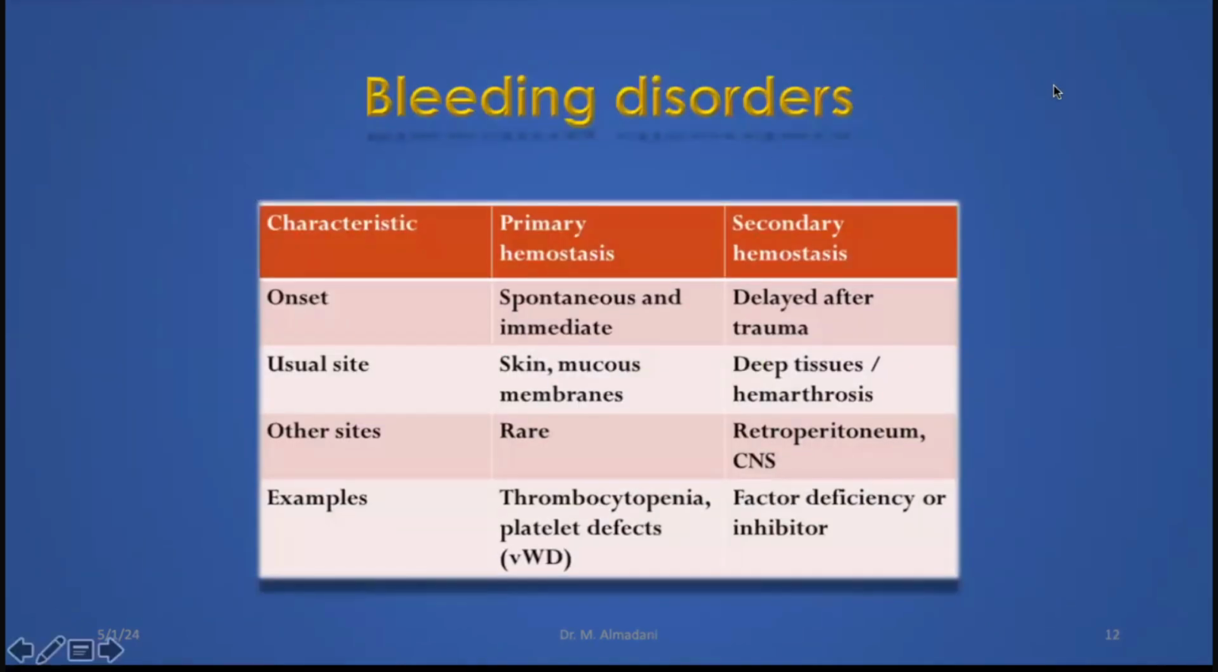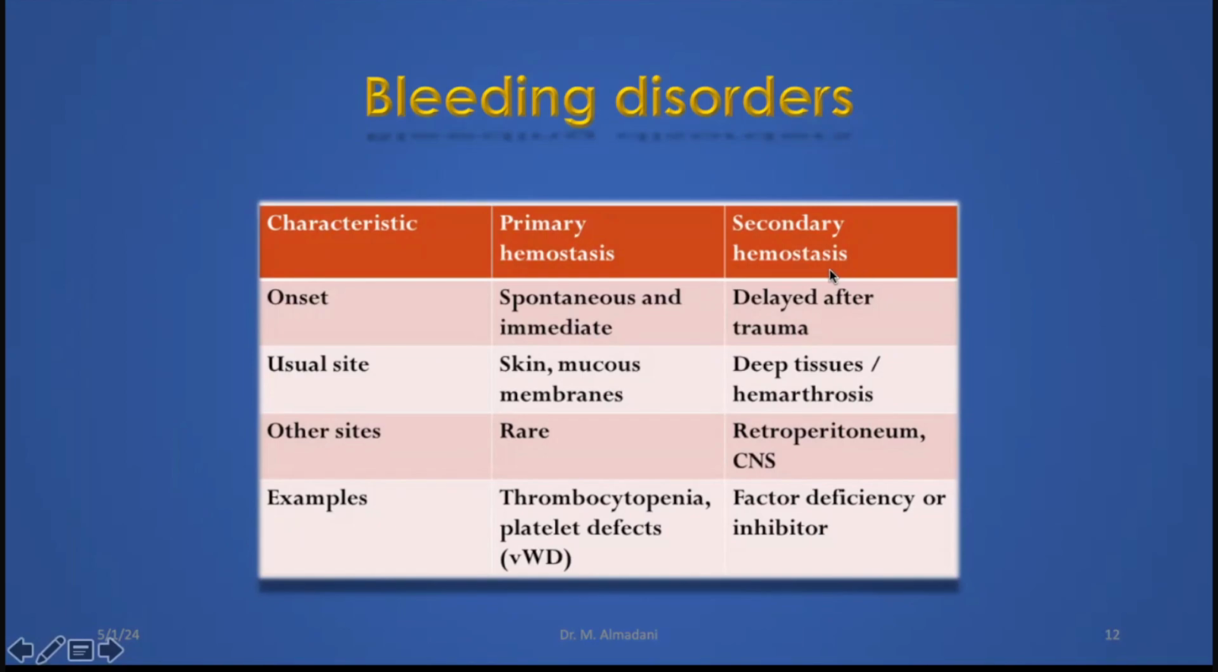Now, these are the differences in terms of the symptoms and signs between primary hemostasis and secondary hemostasis. We said primary hemostasis involves vasoconstriction and platelet plug formation. That's why if there is defective vasoconstriction or a problem with the platelet plug formation, spontaneous and immediate bleeding will occur, usually in the skin and mucous membrane.